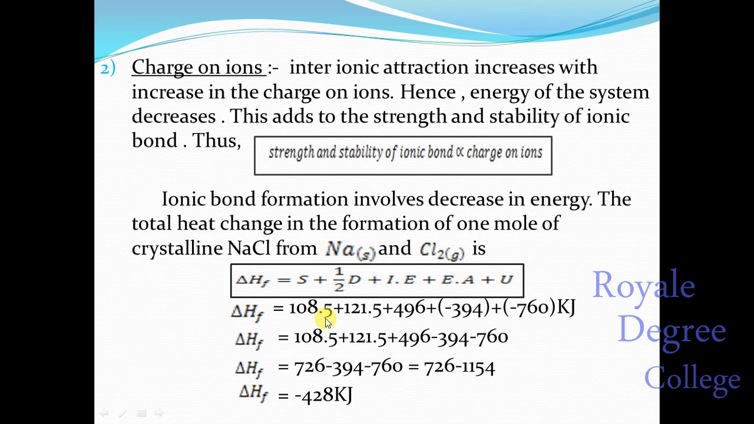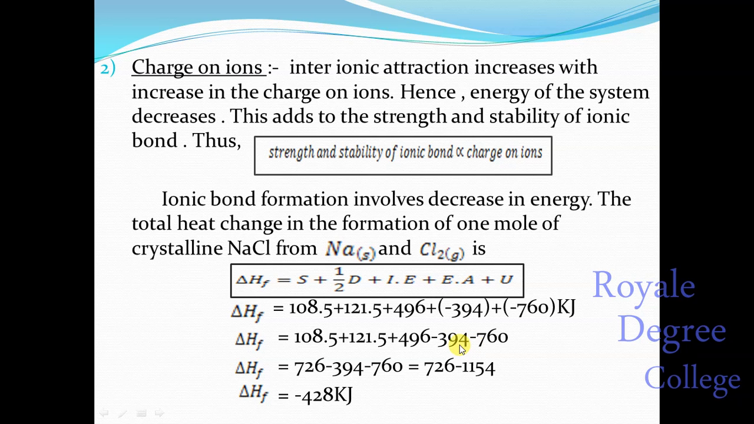108.5. Okay, that is the sublimation energy, plus half dissociation energy, its value will be 121.5. Ionization energy value will be 496, plus electron affinity value is minus 394, plus lattice energy value is minus 760 kilojoules. Now in the next step, delta HF is equal to these things we are keeping as it is. Here the plus into minus, minus 394, then here also plus into minus, minus 760.